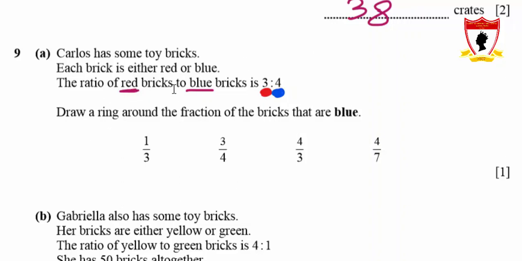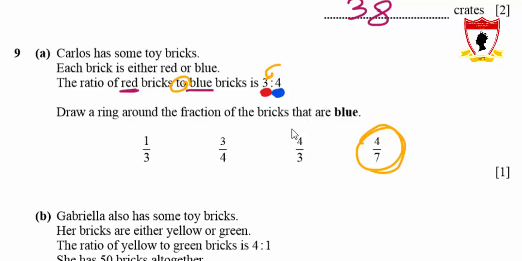Like red is first, 2 represents the dots. These dots stand for the 2. Red is first, 3. Blue is second, 4. Draw a ring around the fraction of the bricks that are blue. According to this ratio, it means in 7 bricks, 4 of them are blue. In 7 bricks, 4 out of 7 are blue.